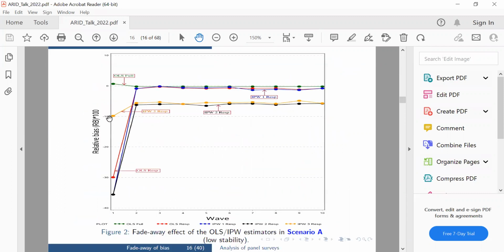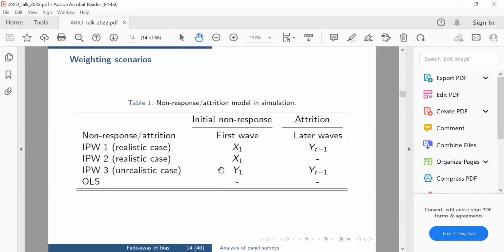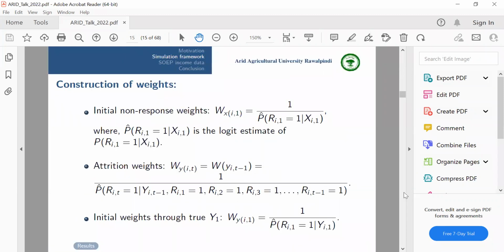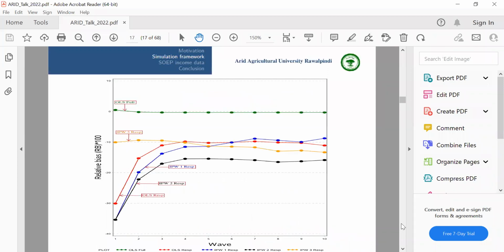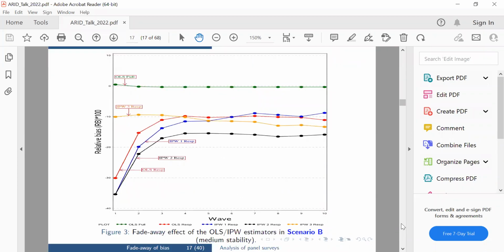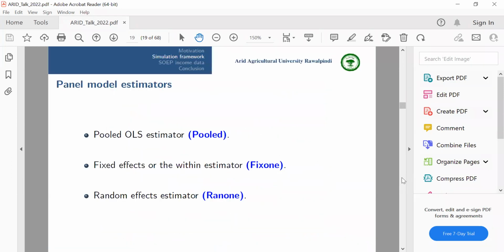On the other side, when we use the true weighting model, which is y, which is the unrealistic case, weighting is very helpful in reducing the bias. For the other scenarios it is 30%, 35%, but for the true weighting variable it is a 10% bias. So weighting is only beneficial if we are using the right weighting model. On the other side, if we are using the wrong weighting model, our estimate may be more and more biased. Similarly for the other scenarios, medium and extreme.